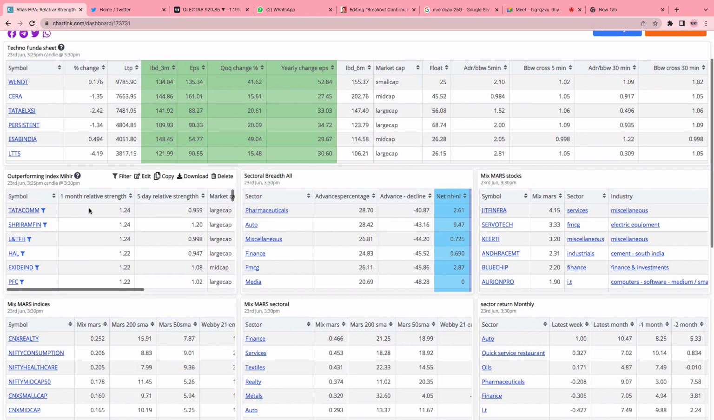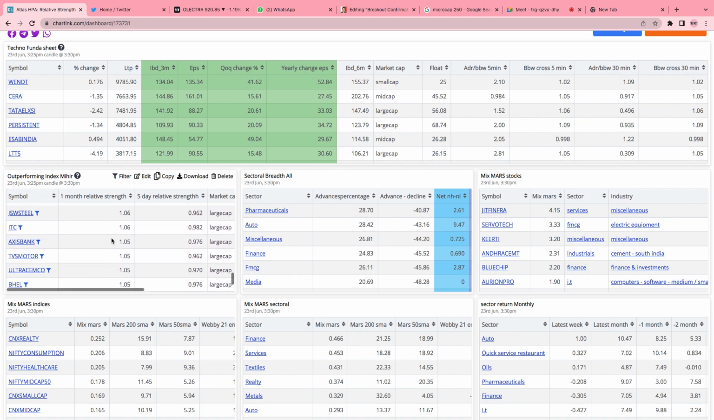Let's say in this case, what is the relative strength of Tata Communication in 1 month. So what I did is close price now divided by close price 1 month ago, and you see that it is giving a value of 1.24, meaning that Tata Communication has given 24% return in the last 1 month. Right? So this is one way where you can see, and likewise BHEL has only given 5% in the last 1 month.